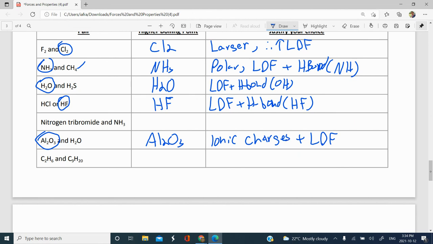And lastly, these two here. So these two are both non-polar. So they only have LDF. And so what we need to do is, if we're only comparing non-polar, we need to look at the size. And so the larger one has a higher boiling point, C9H20, more electrons in it. So it's larger, therefore higher LDF.